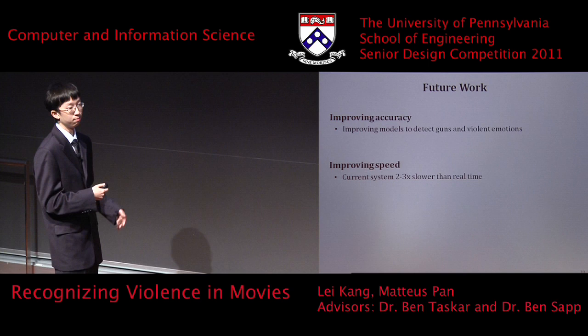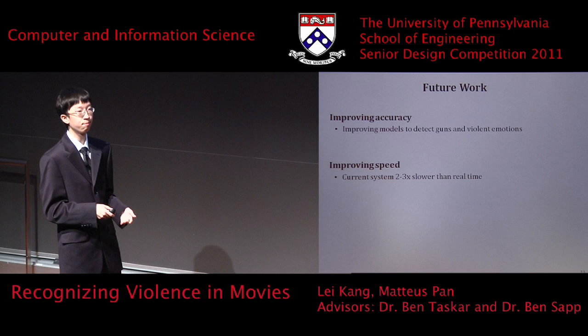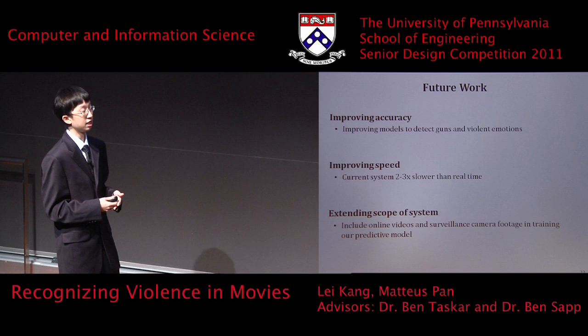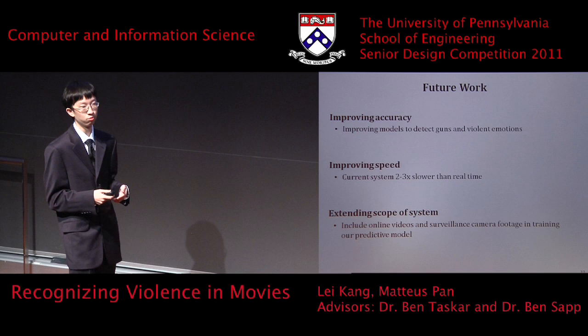Other improvements could be the speed. Our system currently operates about 2 to 3 times slower than real time. You might want more speed depending on your application. And the final suggestion would be to extend the scope of the system. By including online videos and surveillance camera footage when training the model, our system would gain robustness against those types of data.